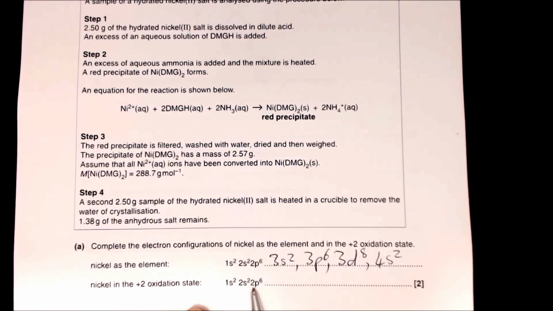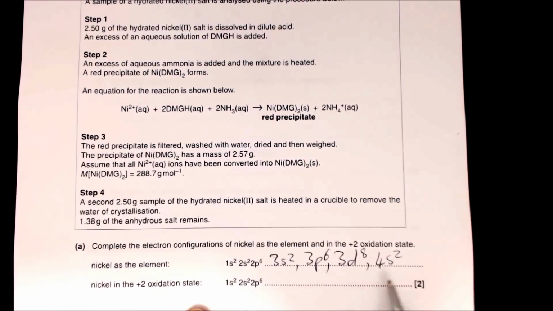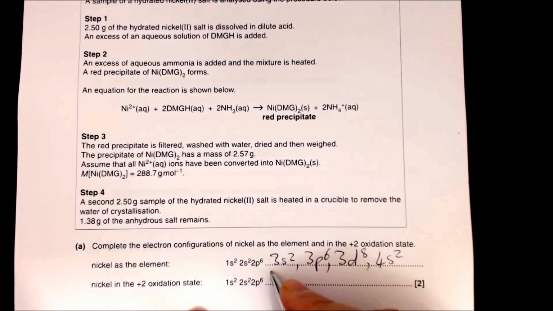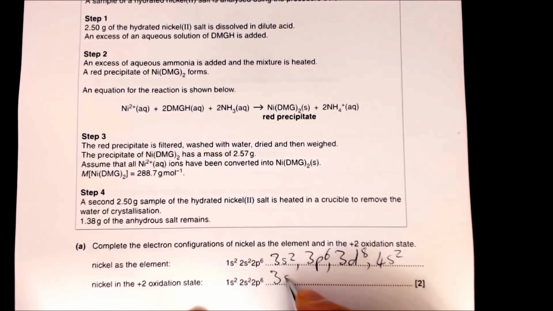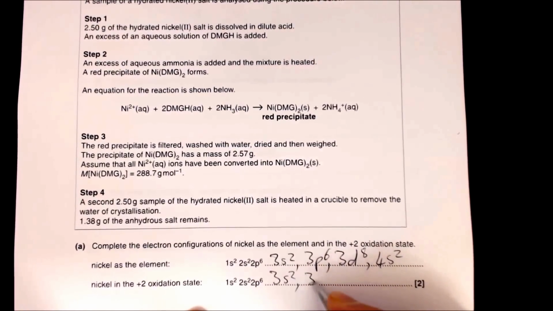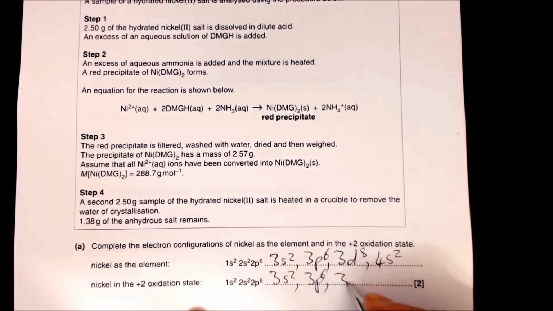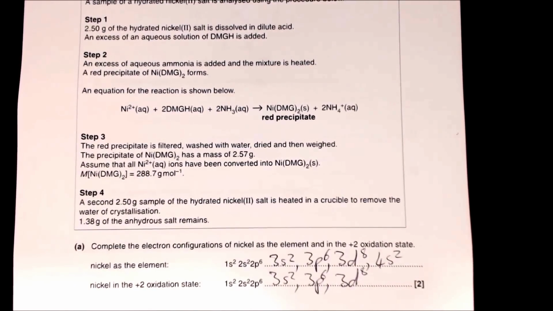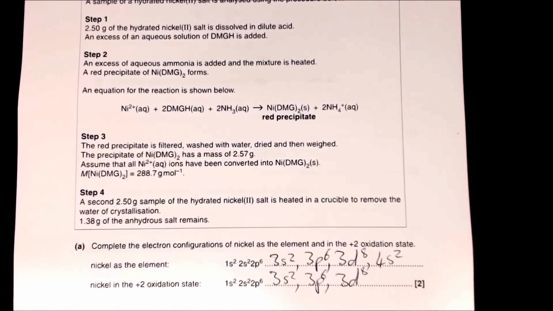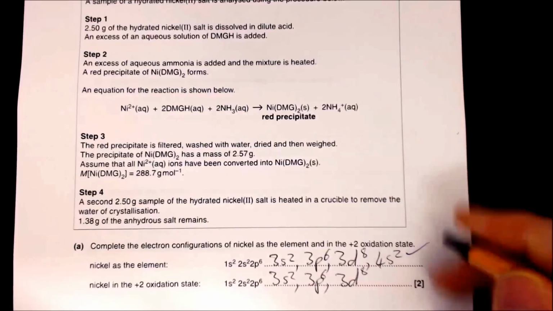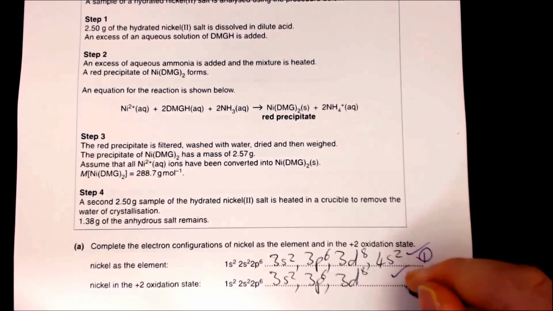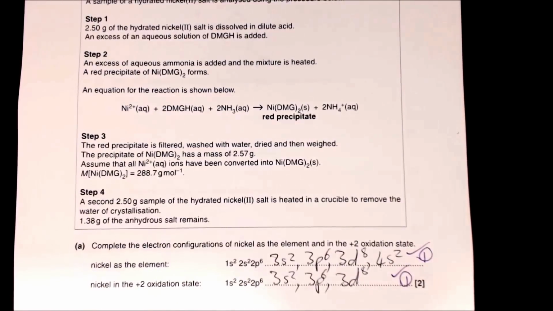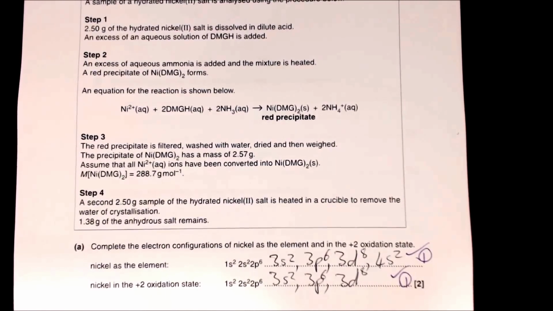So with the +2 oxidation state, what happens is we remove electrons from the 4s orbital first. Because it's 2+, we've only lost 2 electrons. So it's just going to be 3s2, 3p6, 3d8. And the electrons have been removed from the 4s orbital. So there's 2 marks available there. So we've got 1 and 2. There you go, 2 marks. Okay. Brilliant. Okay, next one.